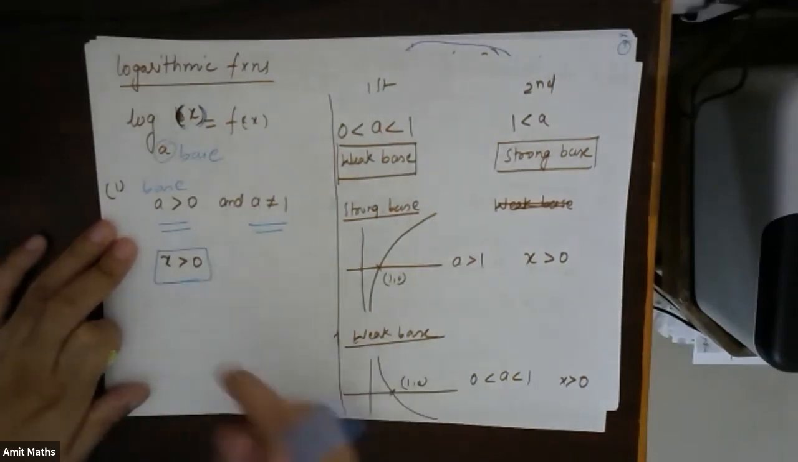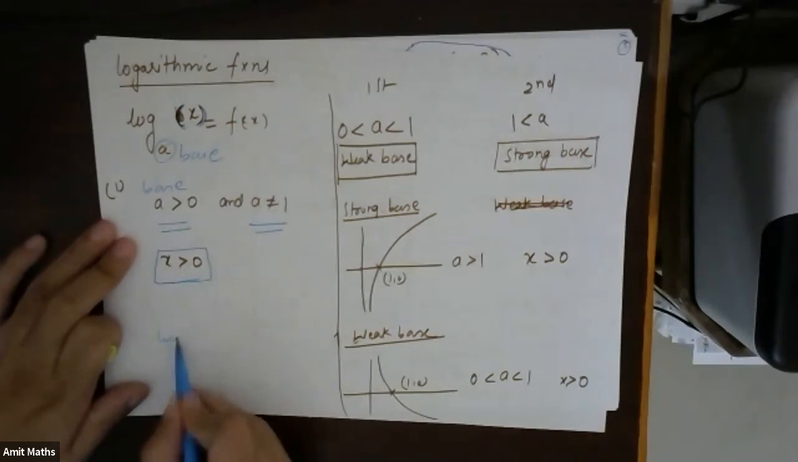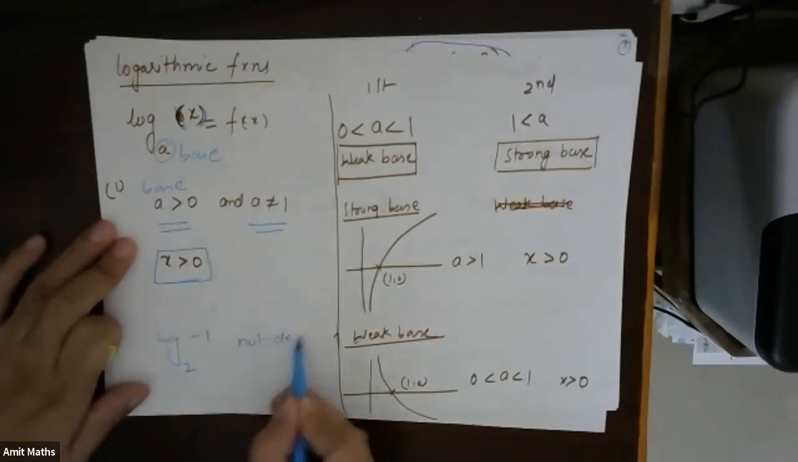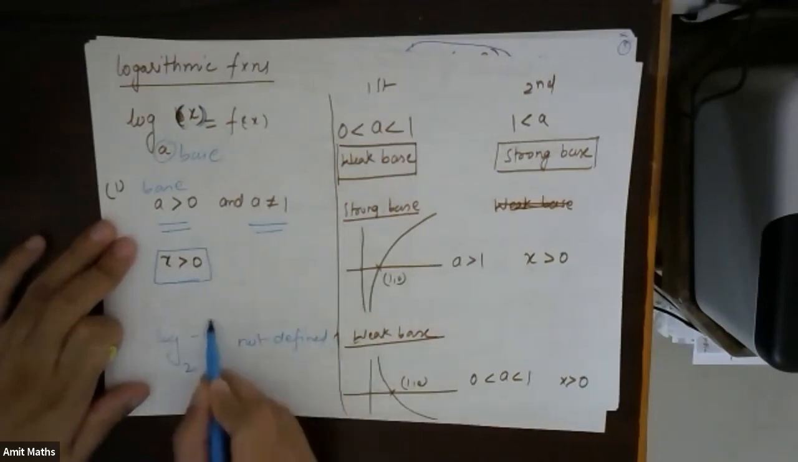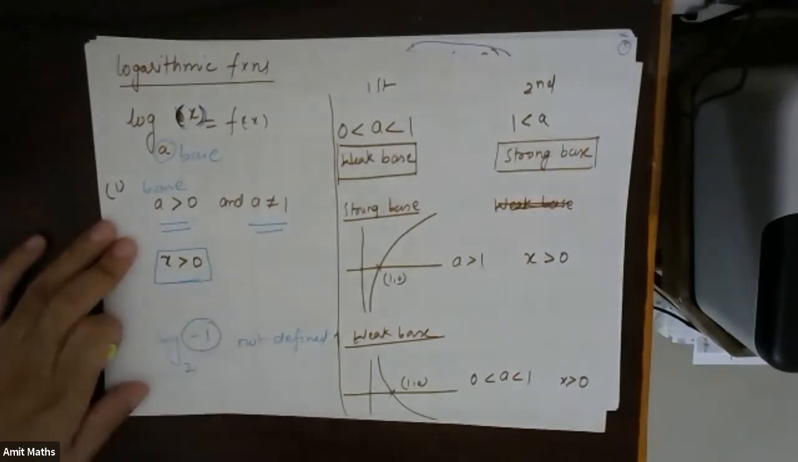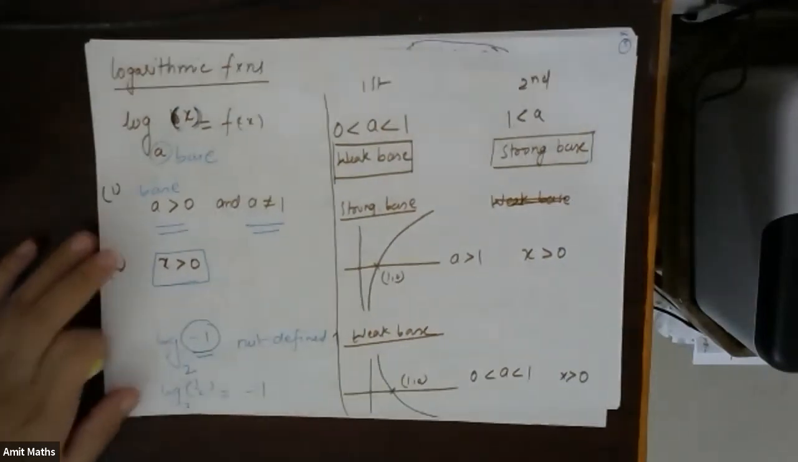X cannot be negative. Log of minus 1 or minus 2 is not defined. Log of negative values is not defined. This cannot be negative; this has to be positive. Log can give you negative values, that means log of 1 by 2 base 2 will give you minus 1. Log can give you negative values, but log cannot take negative values. Understood?